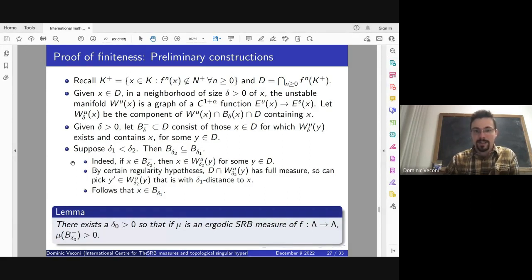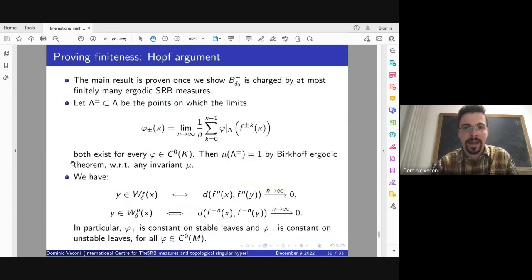So if you have an ergodic SRB measure, then it's guaranteed to put positive weight on this B minus delta naught. Once you have that B minus delta, then the problem is: show that B minus delta can only have finitely many SRB measures, because we can restrict our attention now to just this one set, B minus delta. To do that, we use what's called a Hopf argument.